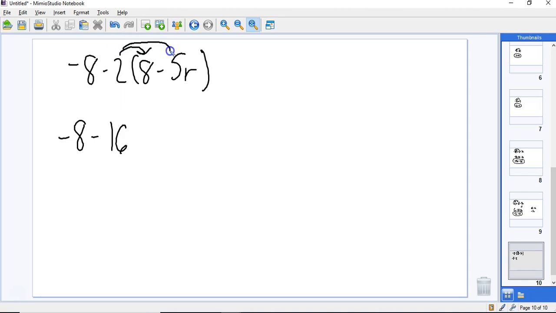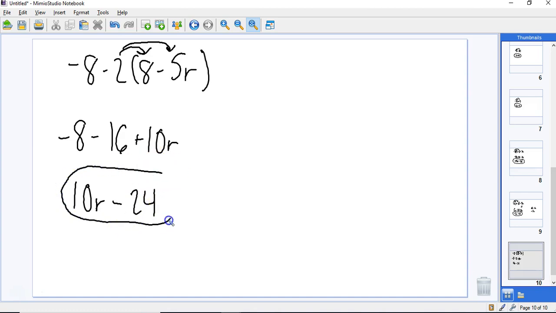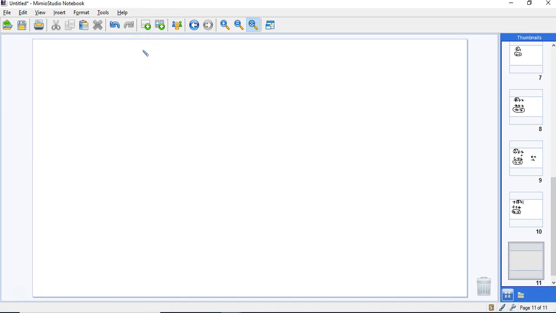Then I'm going to distribute the -2 to the -5r. So negative multiplying, 2 times 5 is 10, so it's positive 10r. So -8 plus -16, we're going to get 10r because variable goes first, minus 16 and 8 is 24. So this is the final answer. No like terms, you're done. Giddy up to the next problem.